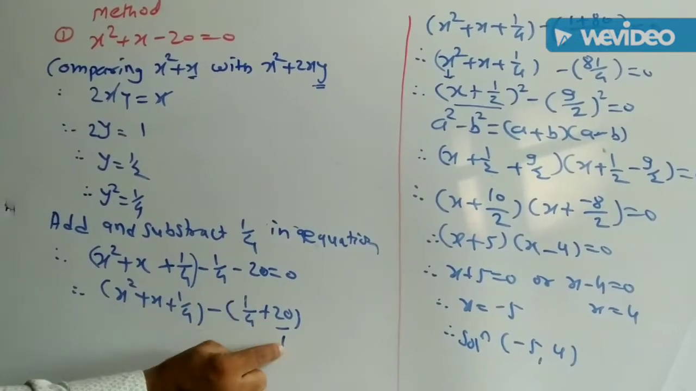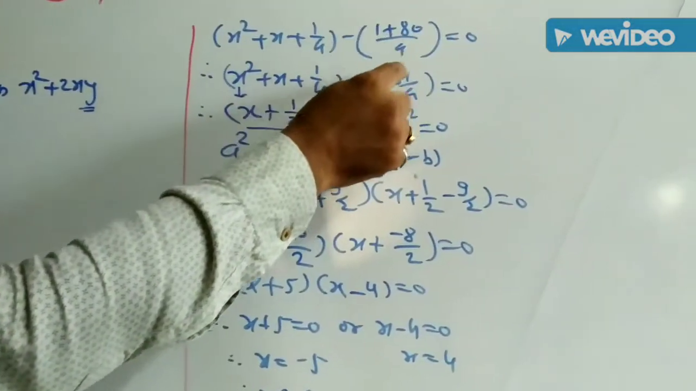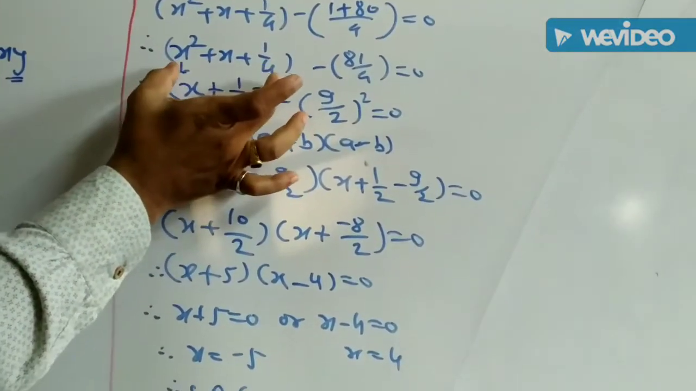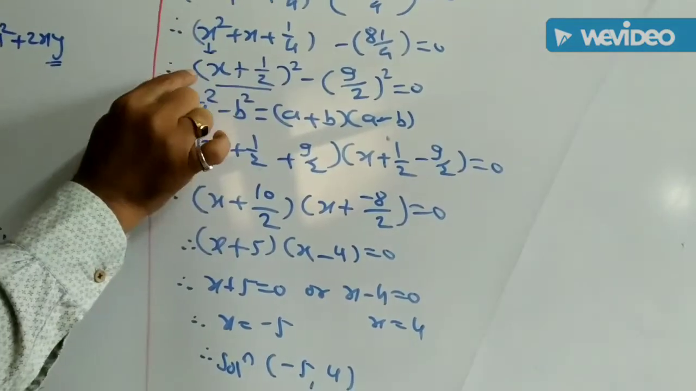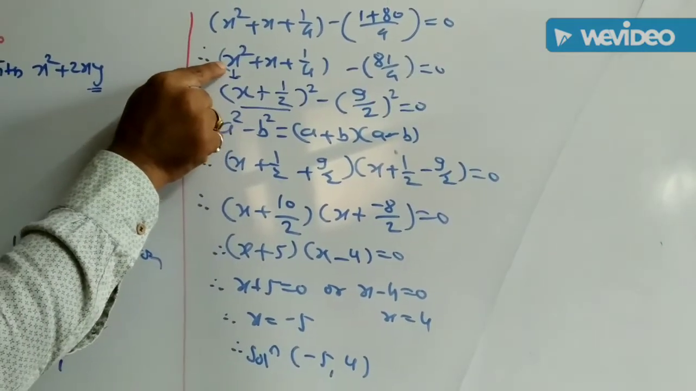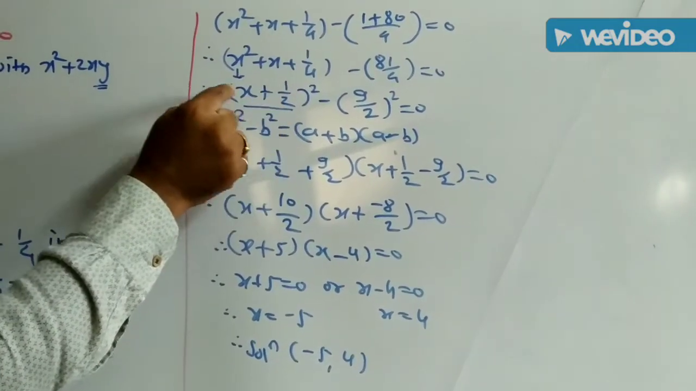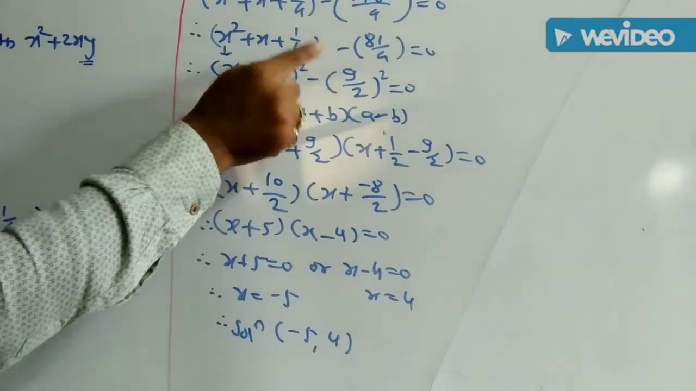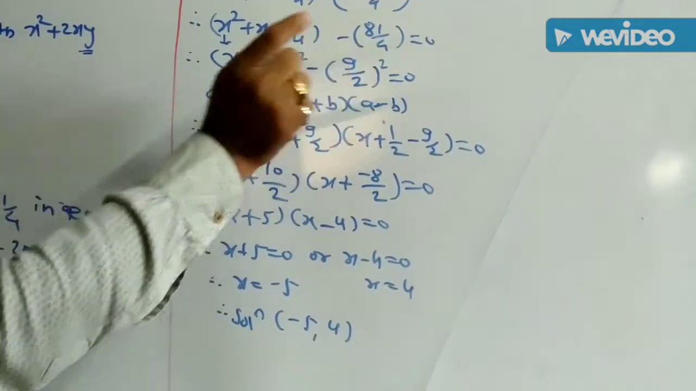Taking the cross product, 1 into 1 is 1 plus 20 into 4 is 80, so 80 plus 1 is 81 upon 4. Now it is the expansion of (x plus 1 half) bracket square. How do we find it? We write directly the square root of the first term, the sign of the middle term, and the square root of the third term. That means we get (x plus 1 half) bracket square minus 81 upon 4, which is the square of 9 upon 2, bracket square.